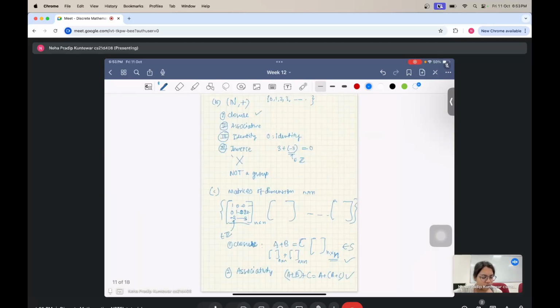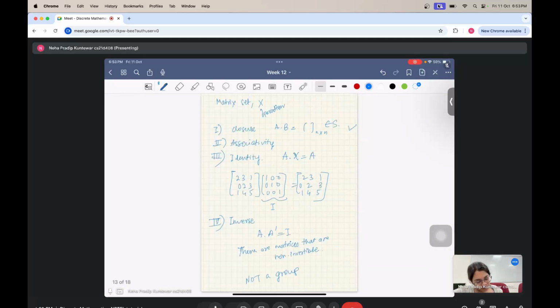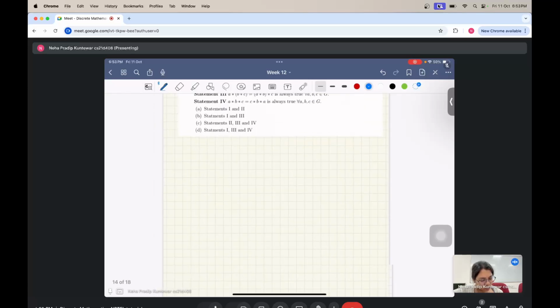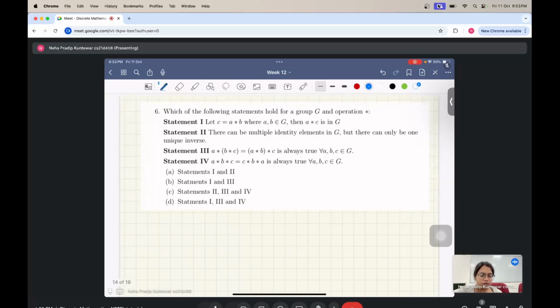The fourth question is something that you can try out. It is also very similar. So I'll leave it to you as an exercise. Now let's move to the next question, which I'll read out first.